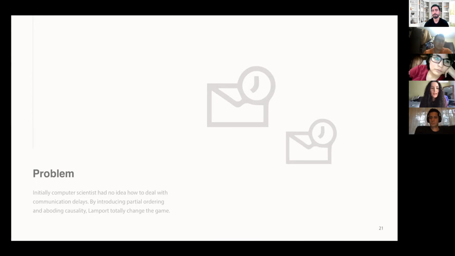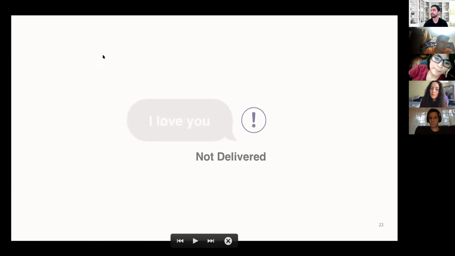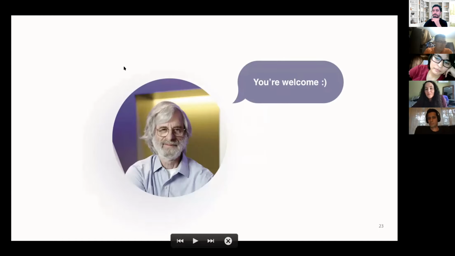Basically, with this we avoid these kinds of problems. The computer can crash, and if we don't order the messages we are sending, probably they're not going to be delivered. Probably we wouldn't have any kind of chat, any kind of social media, or even video games. So thanks for this.